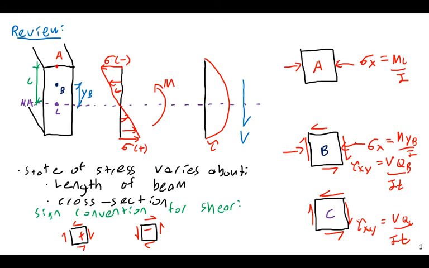Okay, so the question is then, how do we actually design beams? In other words, where do we check for critical stresses? So there are an infinite number of possible points we can check. We need to find which points are critical when designing beams.